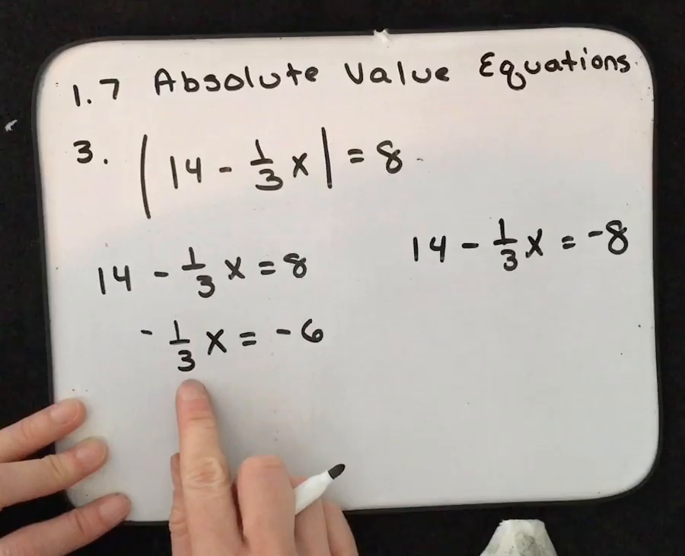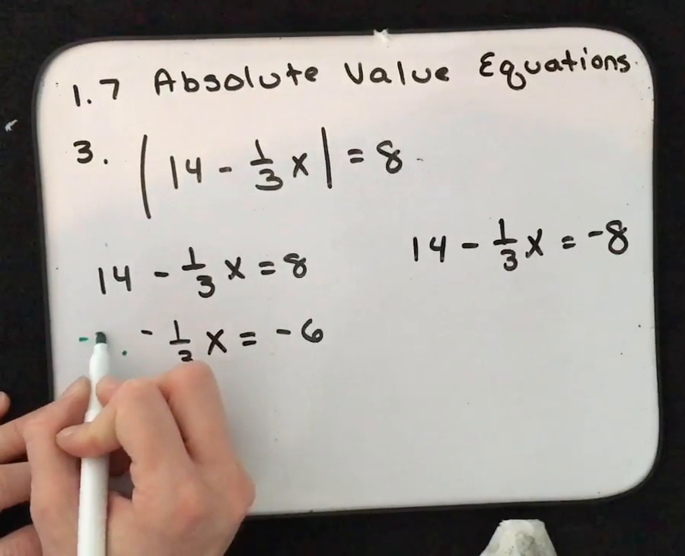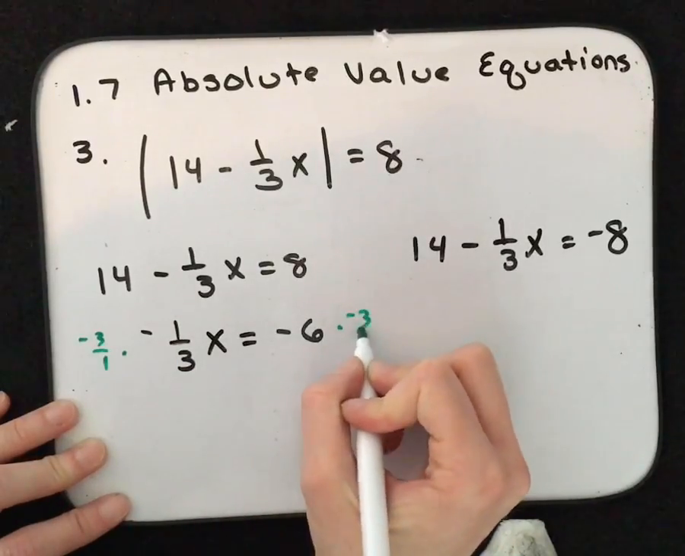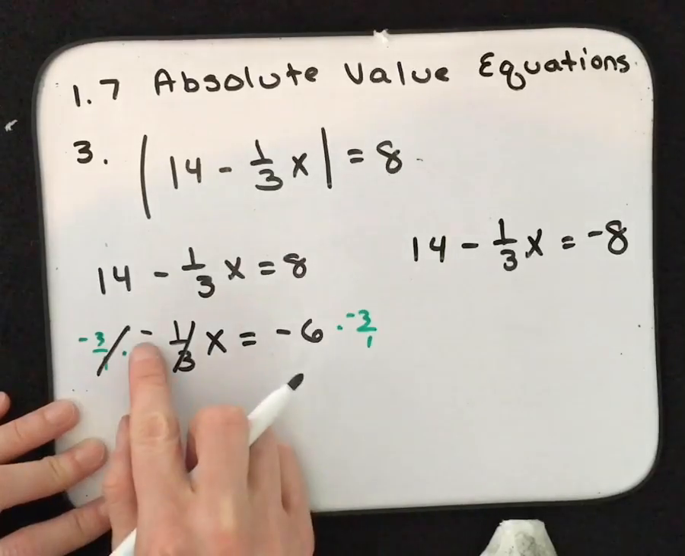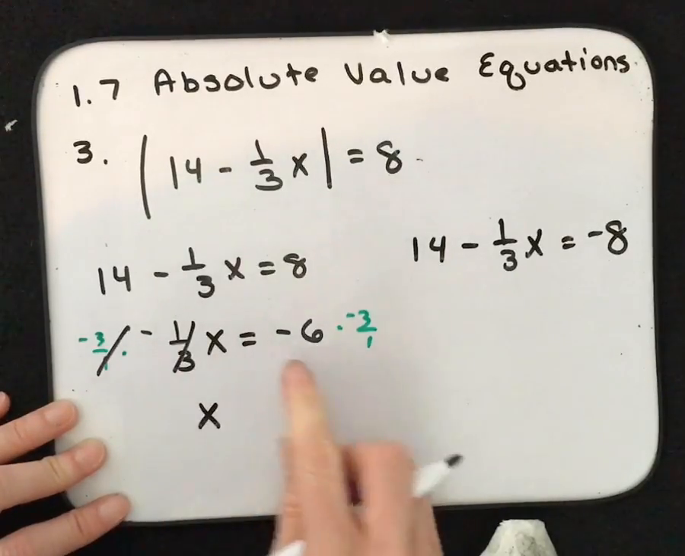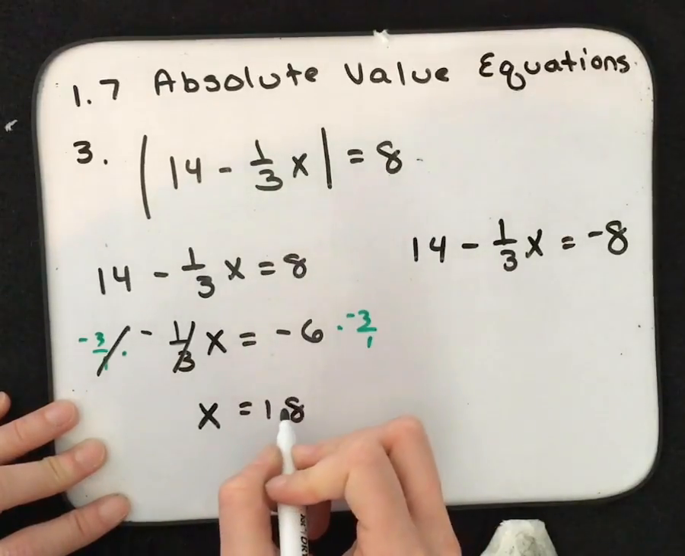Then I need to get rid of this negative 1/3, which means I need to multiply both sides by negative 3 over 1. This will cancel. A negative times a negative gives me a positive x. Negative times a negative gives me a positive. 6 times 3 is 18.